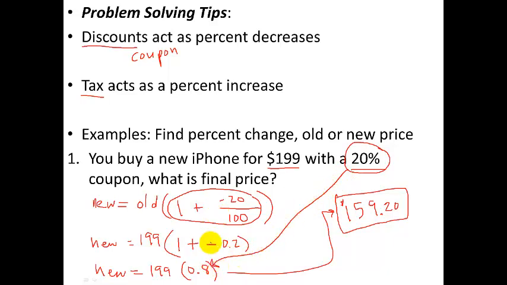Without writing down these first two steps, because you know that if you subtract 20%, you're going to be paying 80%, and 80% as a decimal is 0.8. So you only have to pay 80% of the purchase price. You can jump straight to here.